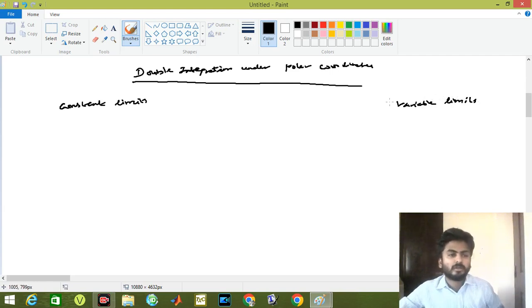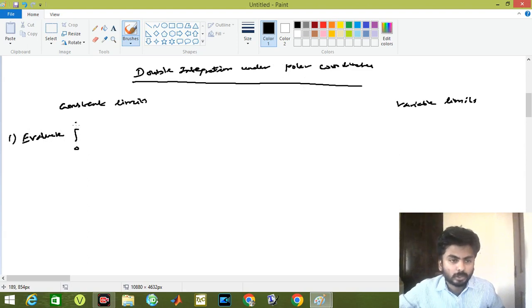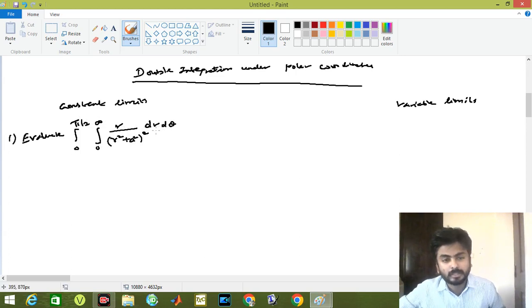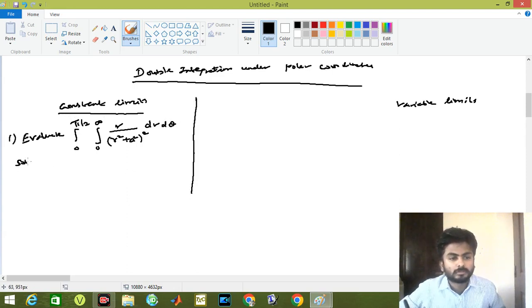So first let me tell you an example. Evaluate, and this problem is very important. Evaluate integral 0 to pi by 2 integral 0 to infinity r divided by r square plus a square the whole square dr d theta. This problem is very important. Now dear students, now see the solution.